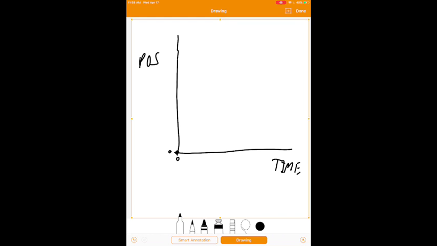Then the question is, what would the graph otherwise look like? What would the graph look like? And again, use your answer to question 1 to inform your decision on this particular question.